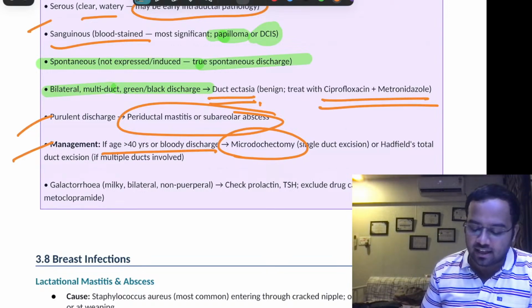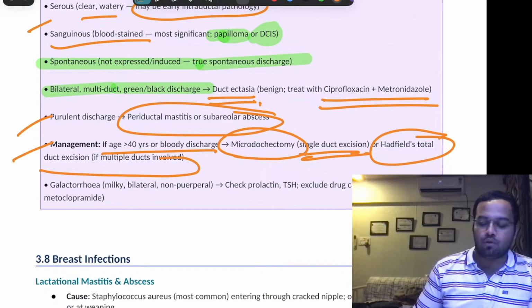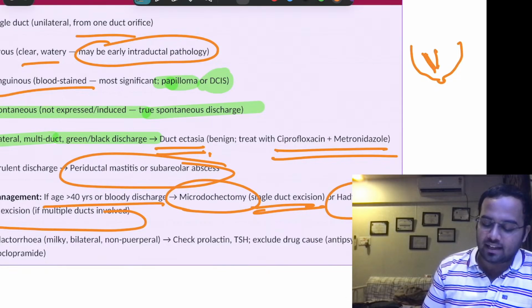Just go for duct excision, single duct excision, or Hadfield's total duct excision if multiple ducts are involved. So what is Hadfield's duct excision? If you look at the breast, this is the nipple areola complex. These are the multiple ducts which are opening inside the breast. Whenever you remove this part, all these ducts are going to go.